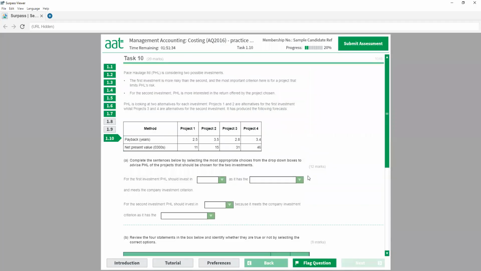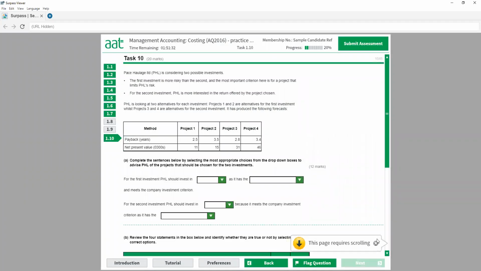Task number 10. This question is from the NPV or the payback period. So it is the investment appraisal question that will always be in the exam. So make sure you revise this question very well. So let's have a look at this one.